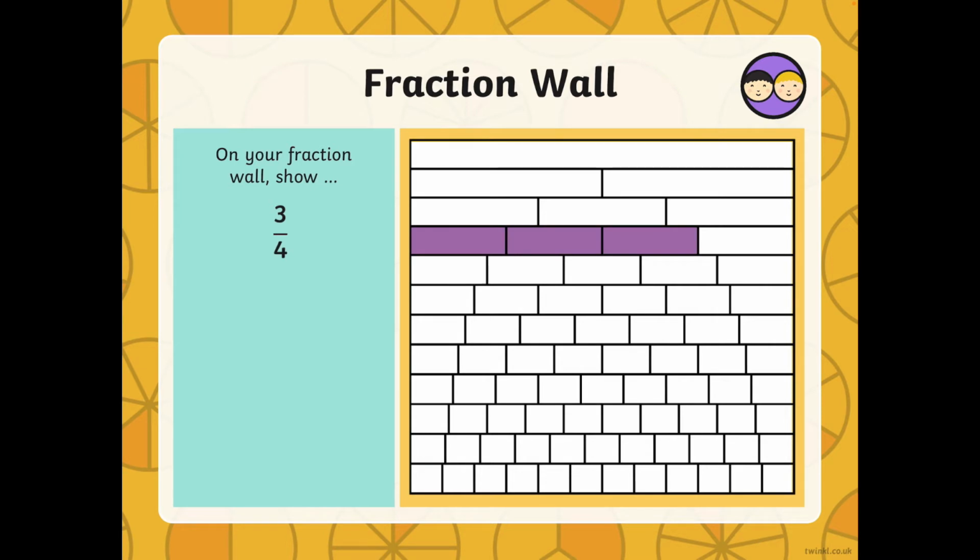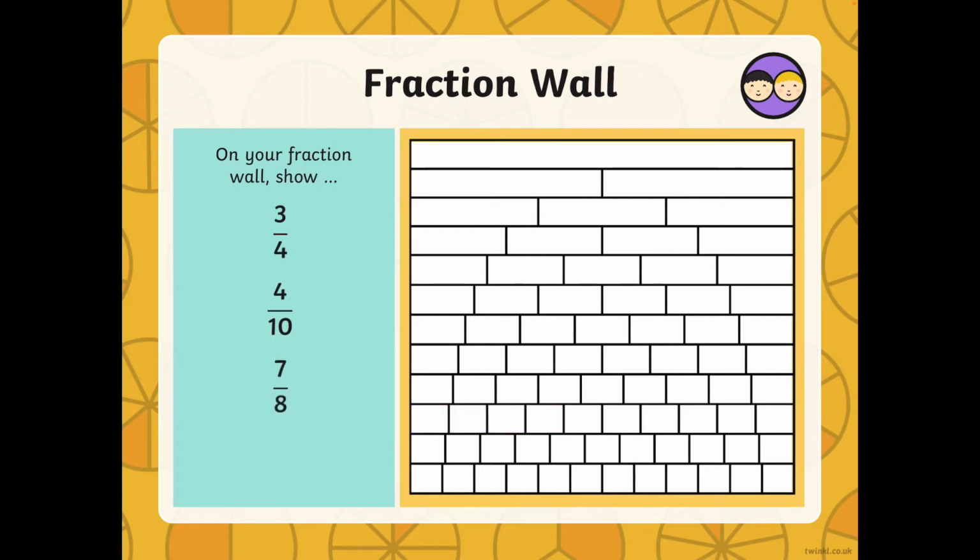Right, so you should have coloured in 3/4 on your fraction wall. Right, next, can you colour in 4/10? So find the part of your fraction wall that is divided up into 10. And once you have found that, can you colour in 4 of those tenths? So pause and then have a go. And that's what it should look like.